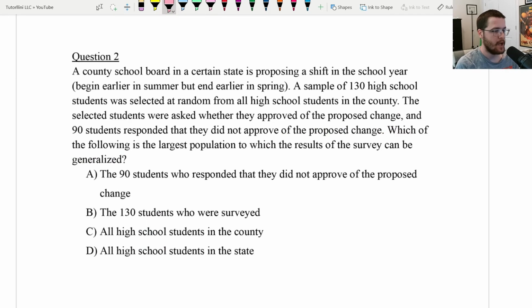Okay, question 2. So we got another survey. And first thing, all we care about with surveys is were the subjects selected at random? And it says right here that they were. And now we're just looking for the population. And we don't even need to extrapolate it from the sample. In this question, they just told us the population, literally verbatim in the question, all high school students in the county. So that is the answer, C. Great.